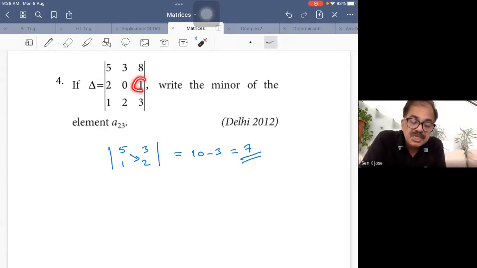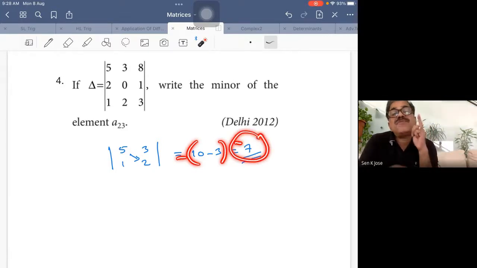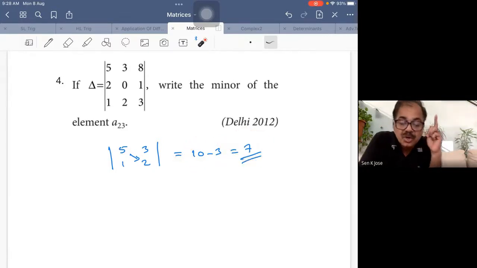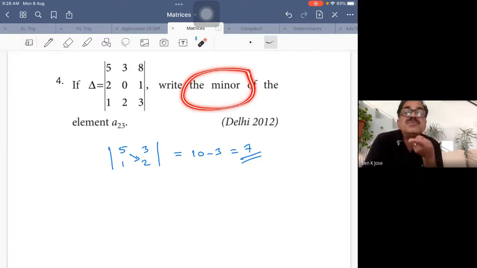And what's the position sign here? Minus 1 to the power of 2 plus 3. So it is negative. Or plus minus plus minus plus minus. So you would have had a minus sign outside here. So minus of that, which is negative 7. That would have been the cofactor. But the question here is not a cofactor. They just want the minor.